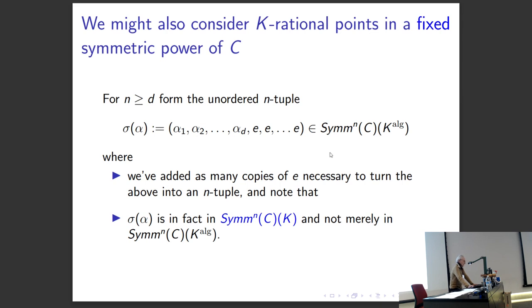And so you get the image of alpha is not in something that depends upon the degree, but it is in Sym n of C of K.